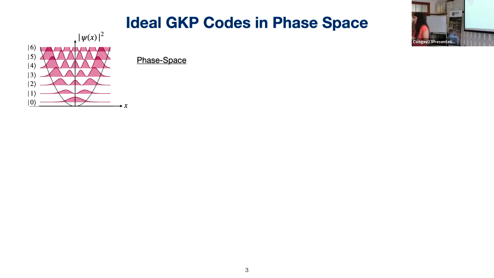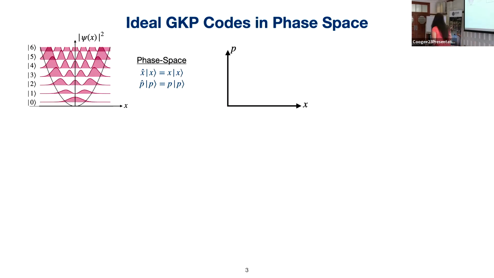The GKP codes are defined in the phase space of oscillators, in the continuous variable phase space of oscillators. This phase space is defined by the position operator, which does not change your state if it has a well-defined position, and momentum operator, which does not change your state if you have a well-defined momentum. So now these two operators sort of define your oscillator phase space. You have your phase space, you can traverse in your phase space.